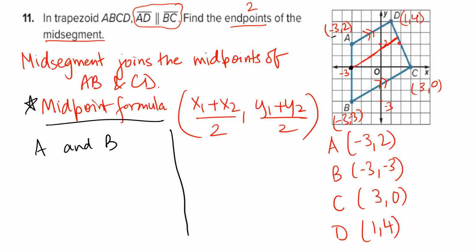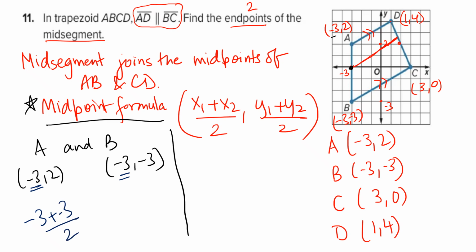Okay, let me divide in two parts. So A is minus 3 comma 2, B is minus 3 comma minus 3. So let's take the x coordinate. If I take x coordinate minus 3 and minus 3, I add them and then I divide by 2. Now make sure both are negative. So minus 3 and minus 3 will give you the result as negative. So it will give you minus 6 divided by 2, which is again minus 3. So this is the x coordinate.